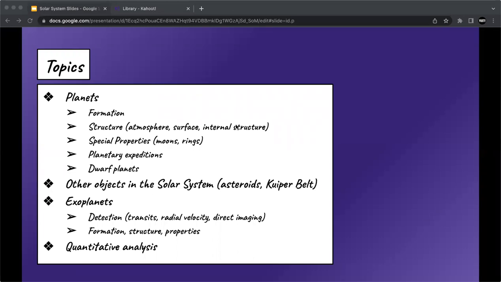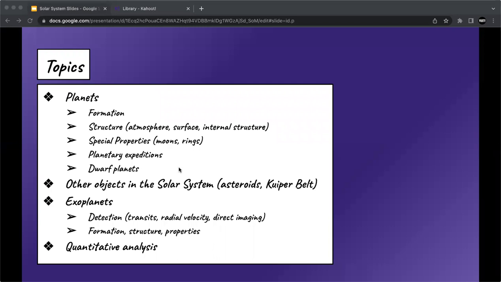And we also have exoplanets, and these are just planets that aren't in our solar system, so they orbit a different star. So we need to know how we can detect these exoplanets and some similar topics to planets. And the last one, quantitative analysis. This is stuff like math and physics with calculations and numbers. So sometimes you'll be asked about some of those, so you need to know some general formulas.